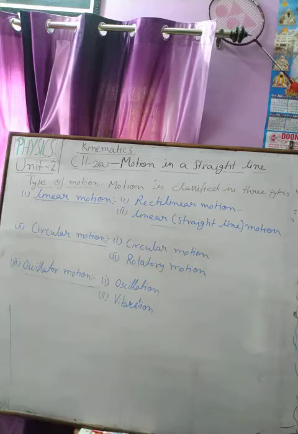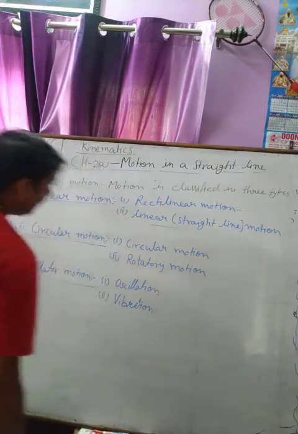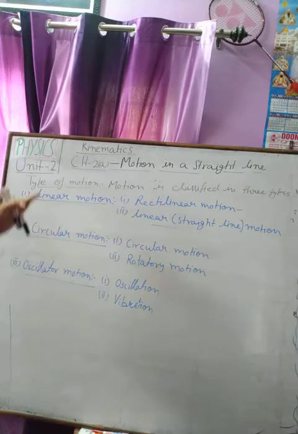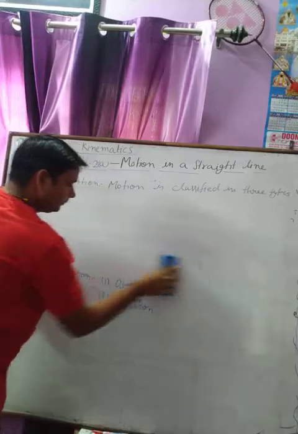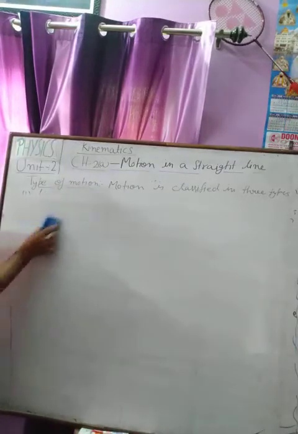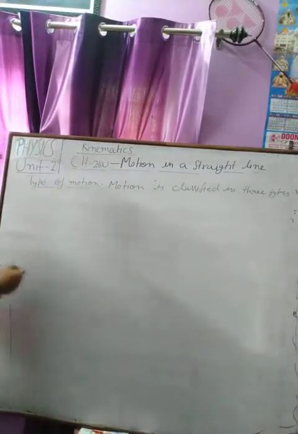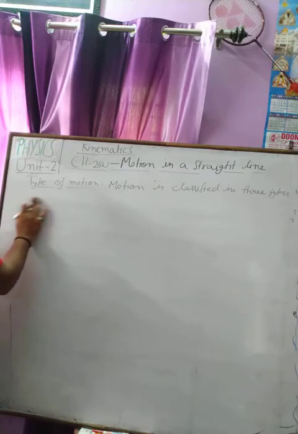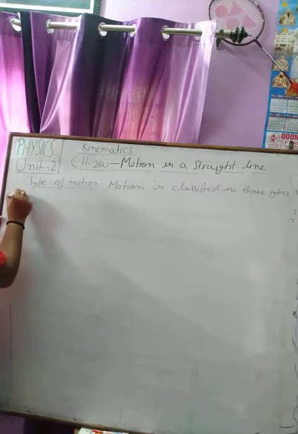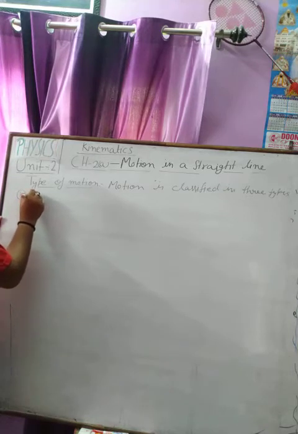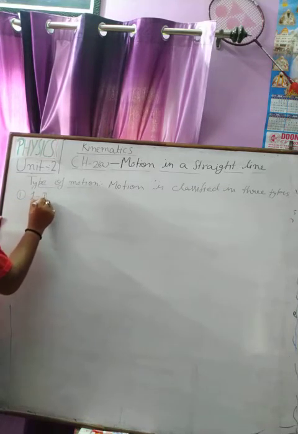First copy it, then we categorize the types of motion for this topic, motion in one dimension. We have three types of motion. First is one dimensional motion.